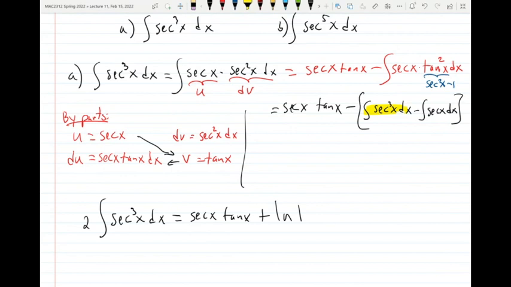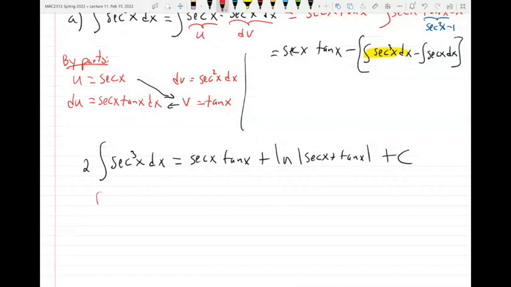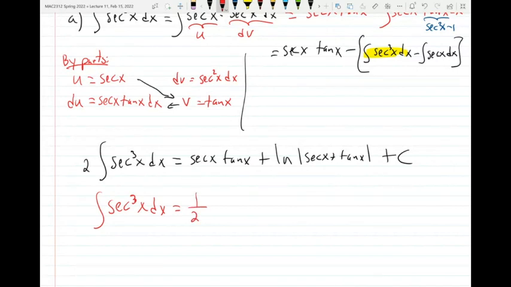So we get that 2 times the integral of secant cube equals secant tangent plus ln of secant plus tangent. And therefore, the integral of secant cube, now we divide by 2, equals 1/2 times secant tangent plus ln of absolute value of secant plus tangent. Did you understand this?